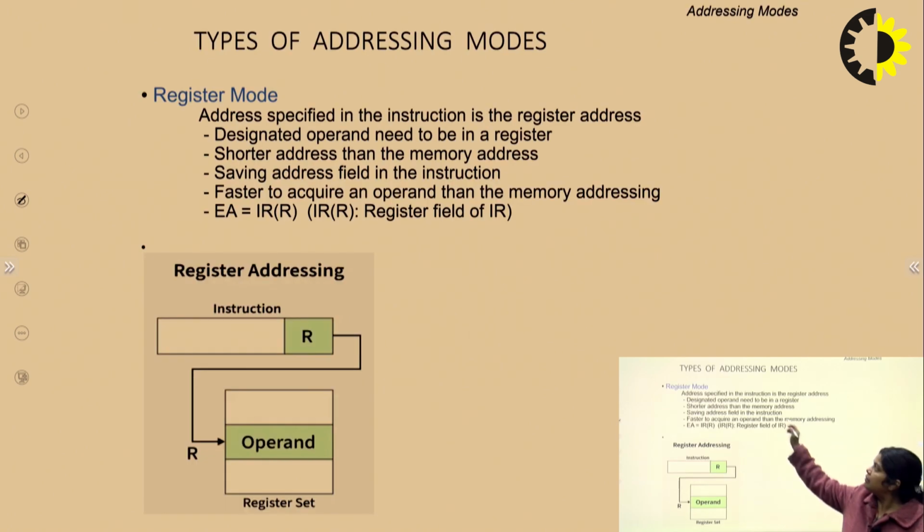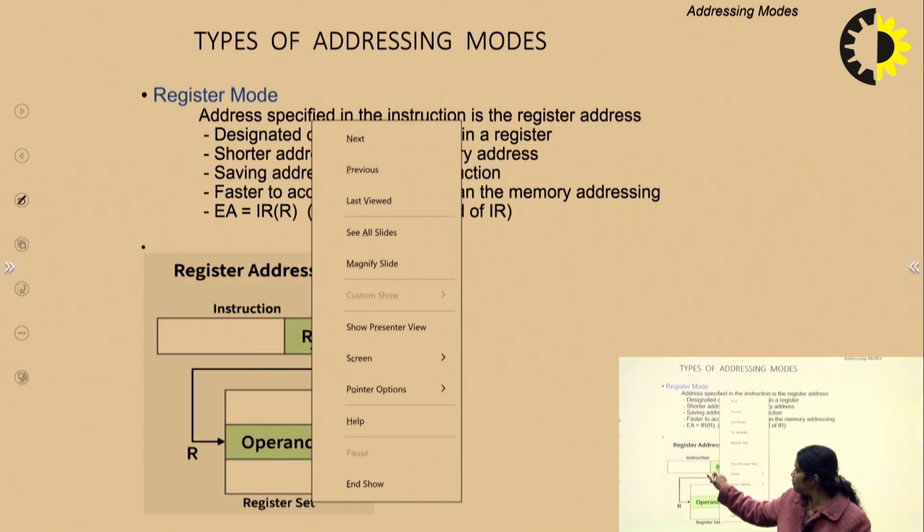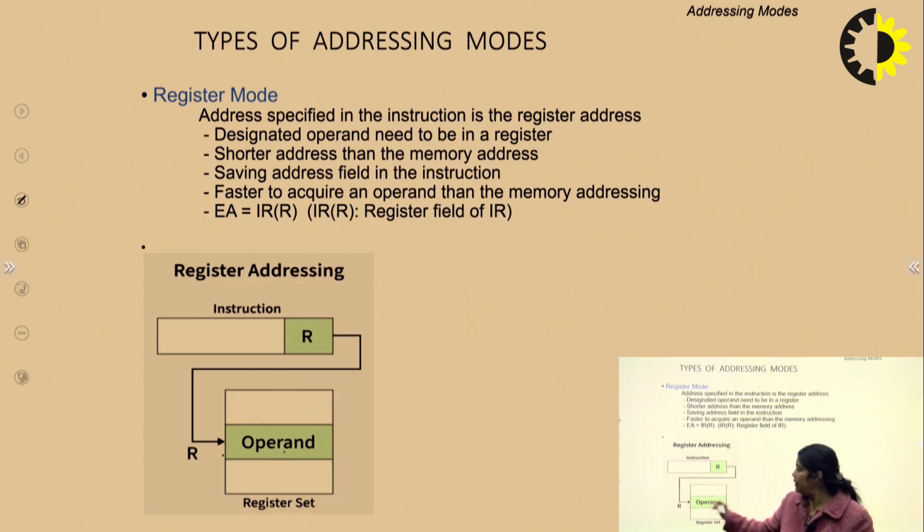Now, next is the register mode. You can see here that the register mode and the register direct addressing mode are both the same thing. In the register addressing mode, the procedure is just like the direct addressing mode, only the difference is that the operand is residing in the register instead of the memory. The address part of the instruction points to the register set, which means the operand is actually residing in the register, not in the memory. That is the only difference.